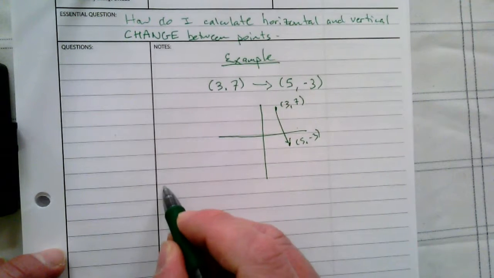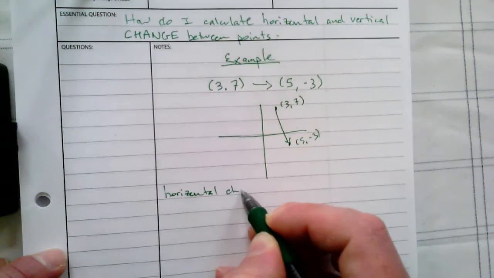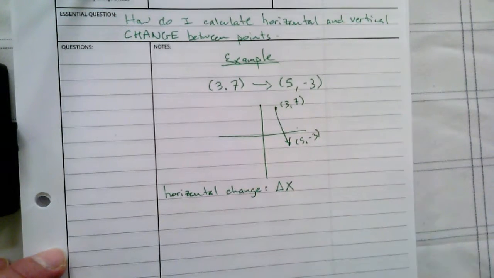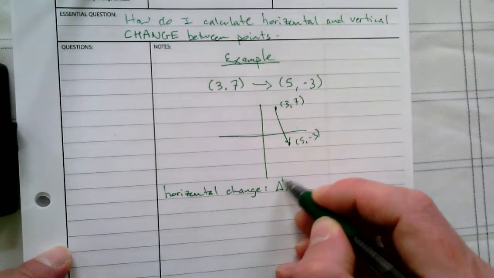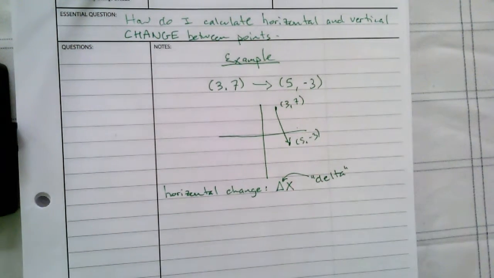First of all, our horizontal change, which has a name. It's called delta x. And this little symbol here is pronounced delta. It's a Greek letter. It is used in mathematics to represent things that change or small amounts of change. So we're looking at a change in your horizontal position. It's called delta x because we measure it according to our change in our x coordinate.